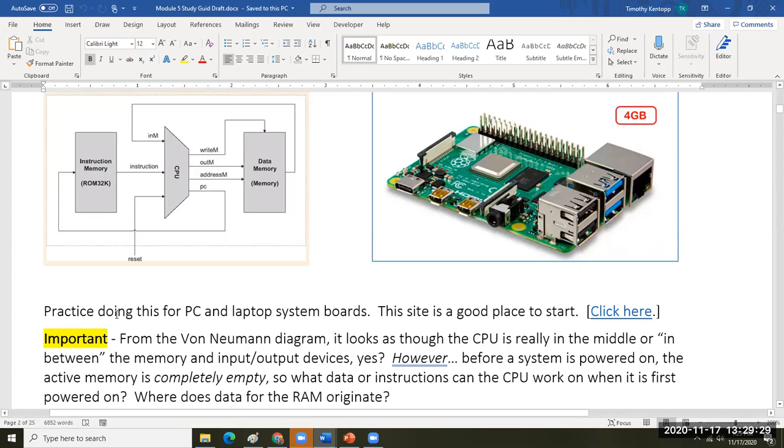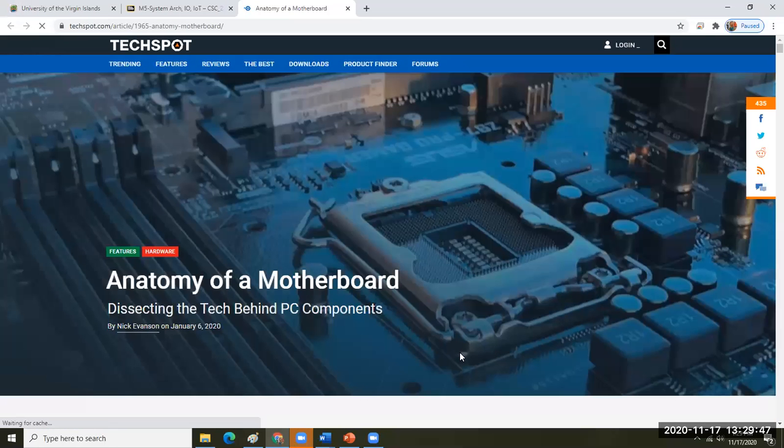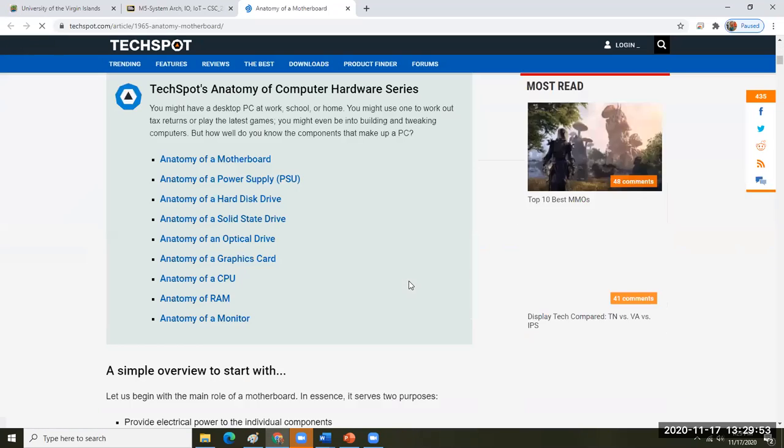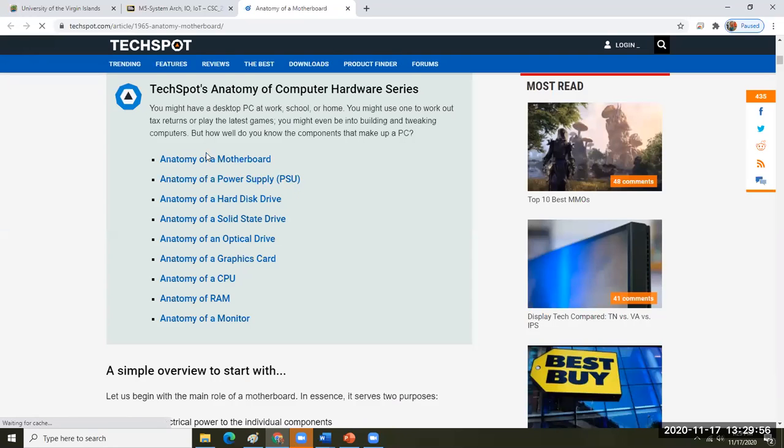So here it says practice for this. How do you practice identifying what the components are on a diagram? We'll start with this link. So we showed you this yesterday, for a bit. Anatomy of a motherboard. So anatomy is a fancy word that means the parts of a motherboard, the parts of a power supply, the parts of a hard disk drive, parts of a graphics card, right? The parts of a CPU. This is a great site.